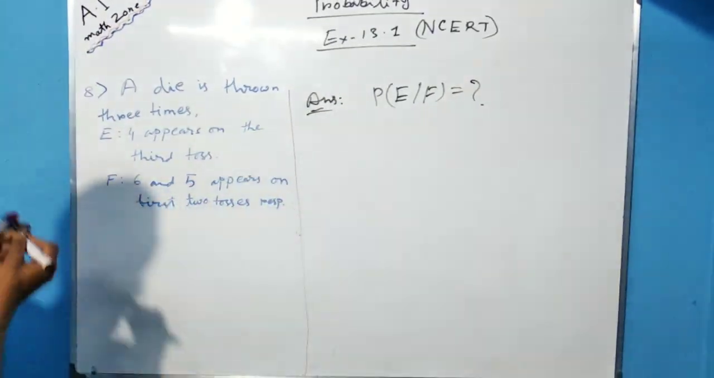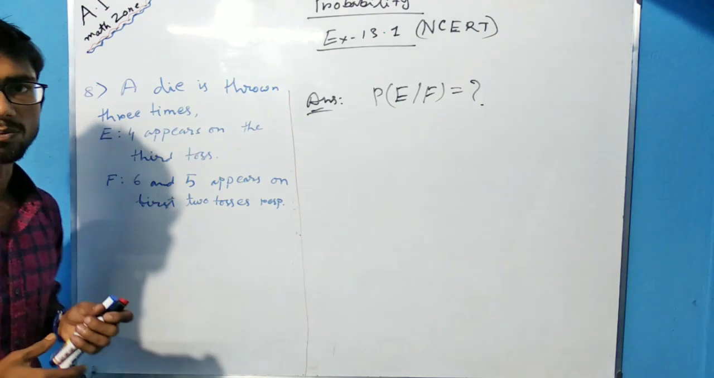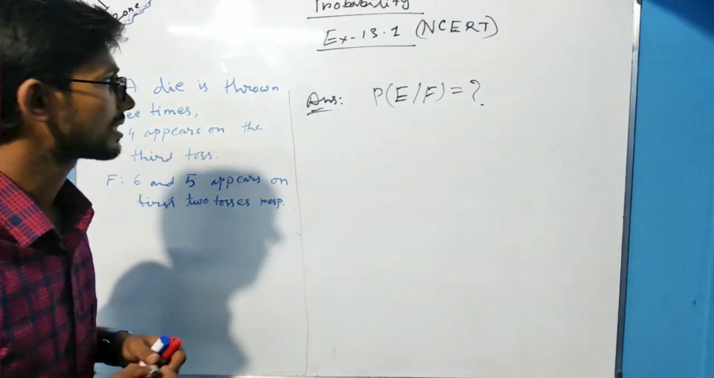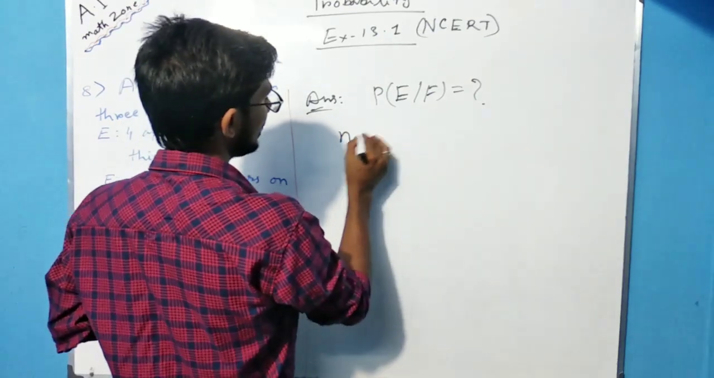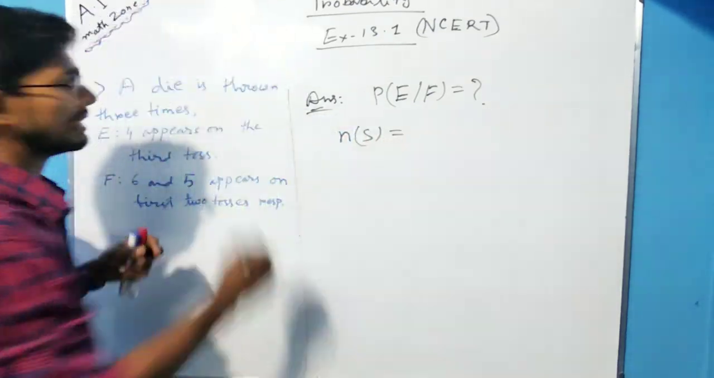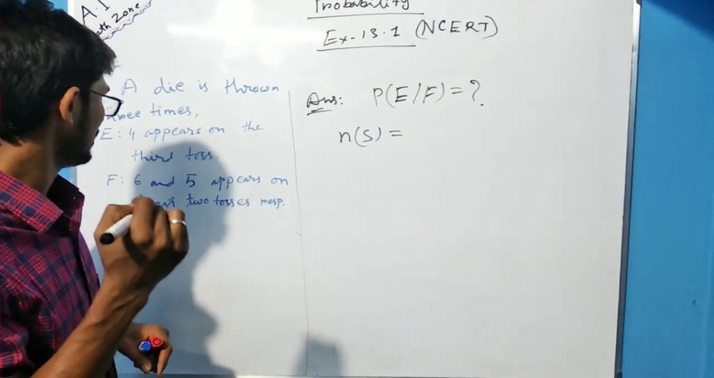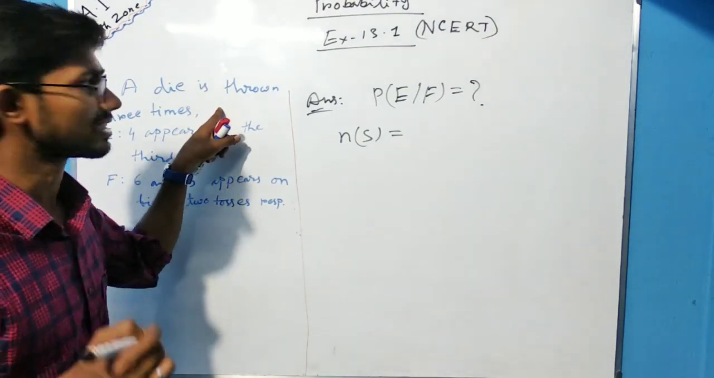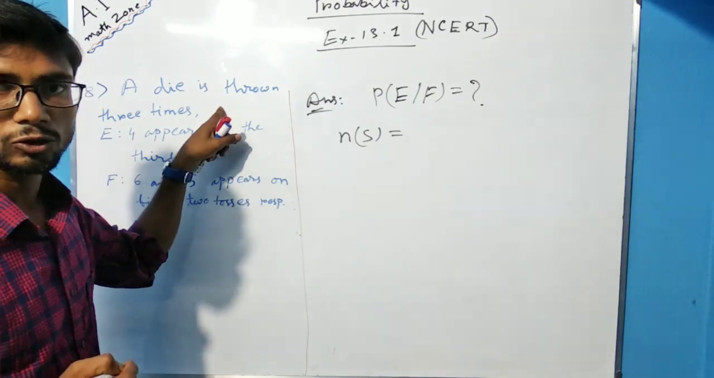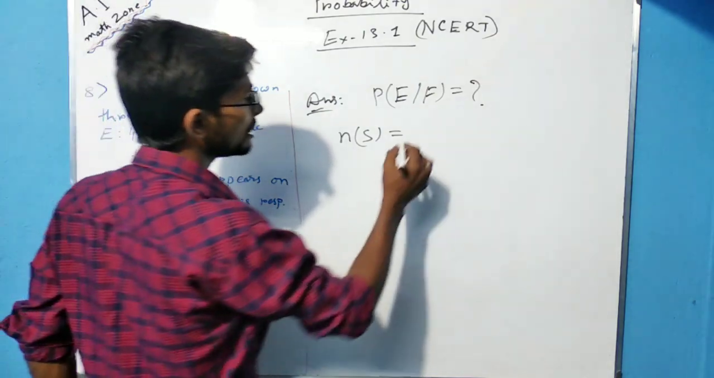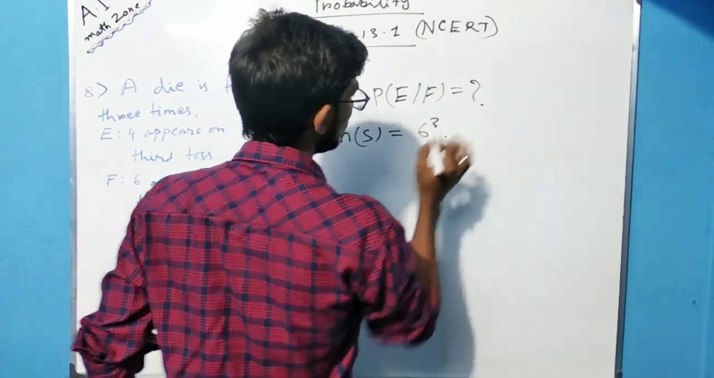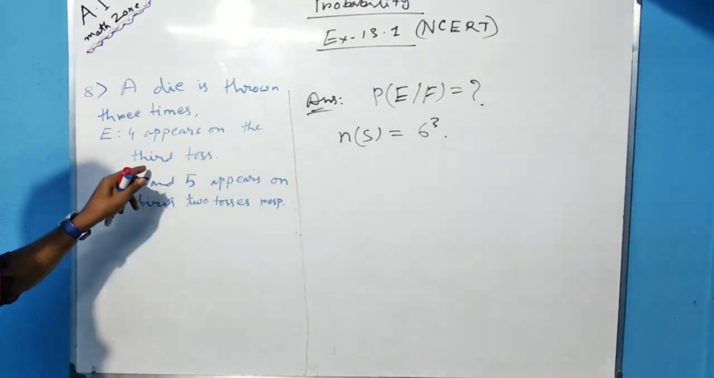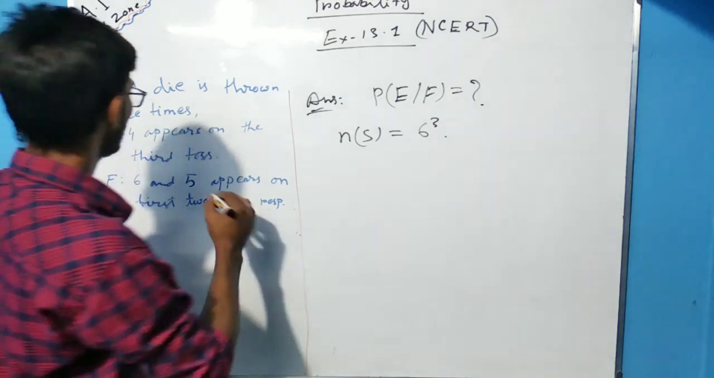Now see here, a die is thrown 3 times, right? So the cardinality number of S is how much? When you are throwing a die one time, the cardinality number of the sample space is 6. Now here it is thrown 3 times, so the cardinality number will be 6 to the power 3. Okay. Now see here, 4 appears on the third toss, right?